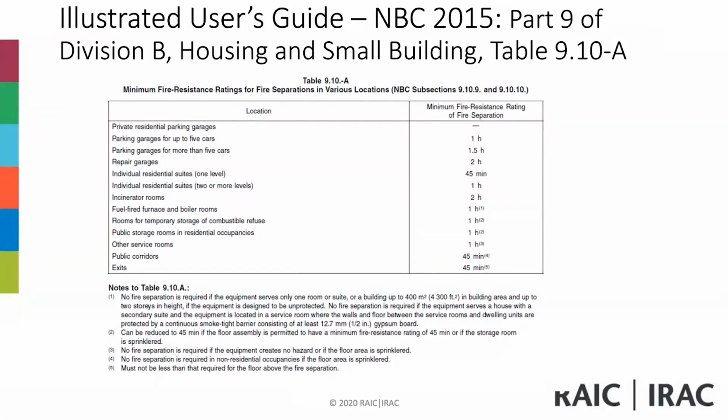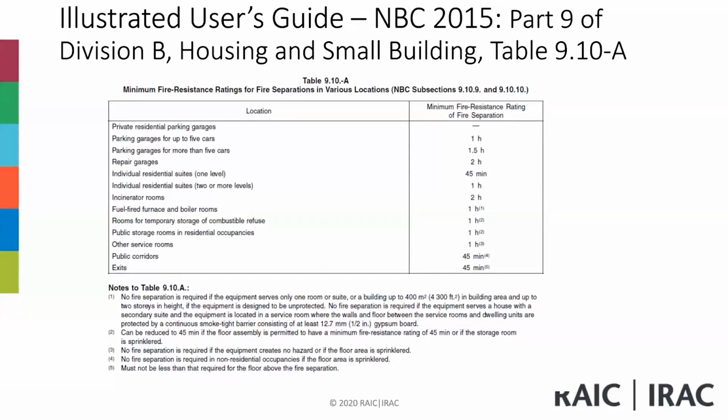The beautiful thing is, in the NBC Illustrated Guide, they've given us Table 9.10.A, where they have listed the minimum fire resistance rating for fire separation in various locations in Subsection 9.10.9 and Subsection 9.10.10. So we know for a private residential parking garage, there is no fire resistance rating. In parking garages for up to 5 cars, 1 hour. For more than 5 cars, 1.5 hour rating. Repair garages, 2 hours. Individual residential suite, 1 level, is 45 minutes. Individual residential suites with 2 or more levels require 1 hour fire separations.